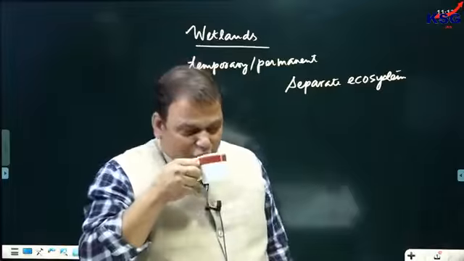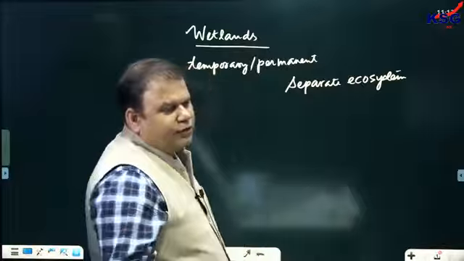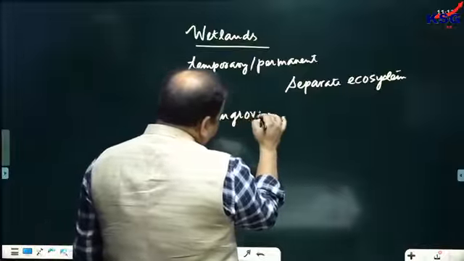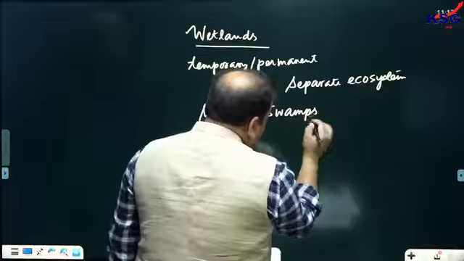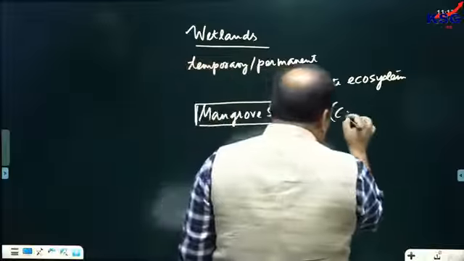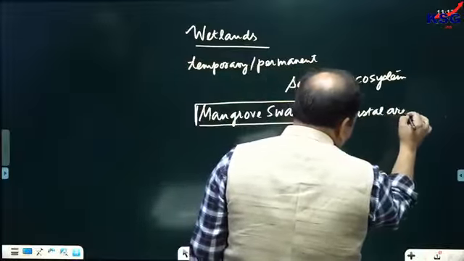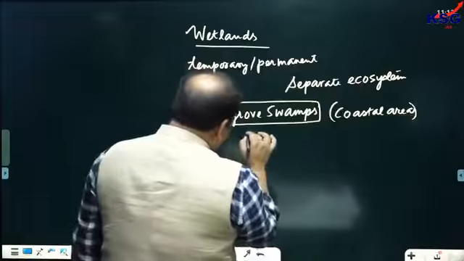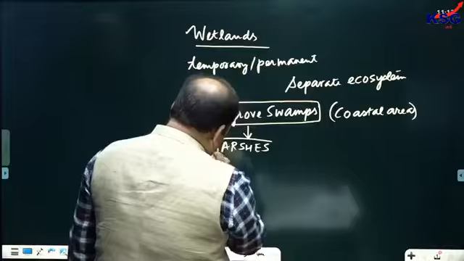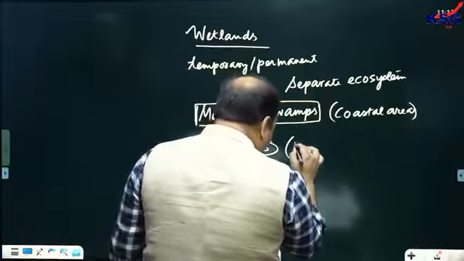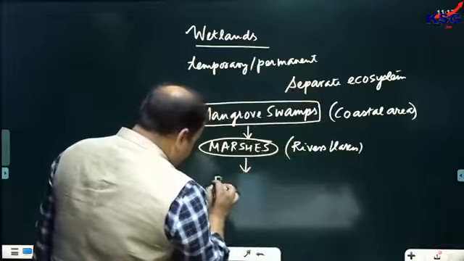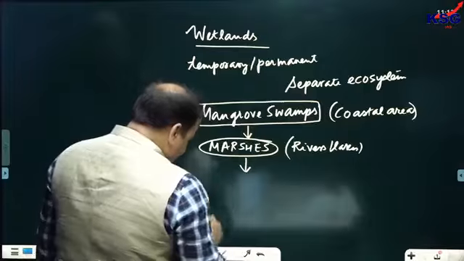Ecological productivity of wetlands is maximum for mangrove swamps, which are present near the coastal area, followed by marshes, which are present near the rivers or the lakes, followed by fens.